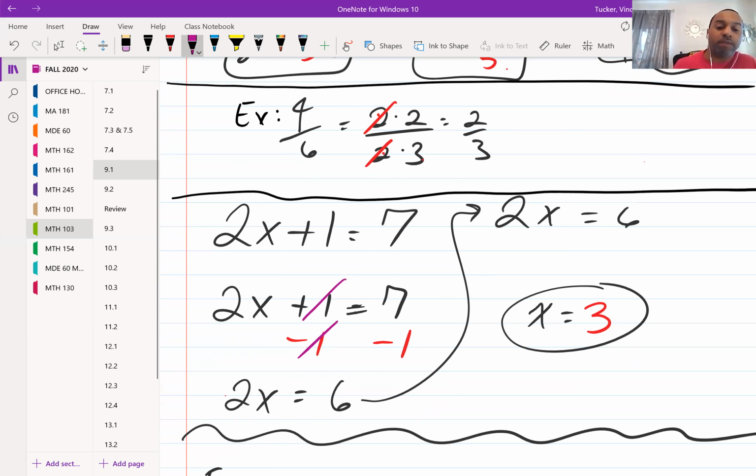The 1's cancel on the left, leaving you with 2x. 7 minus 1 is 6. And then we have 2x equal to 6. So divide by 2, and that'll be x equal to 3. Make sure we're okay with that. So we subtracted 1 from both sides first to cancel out the plus 1 on the left. Then we divided by 2 so that we have x equal to 3.